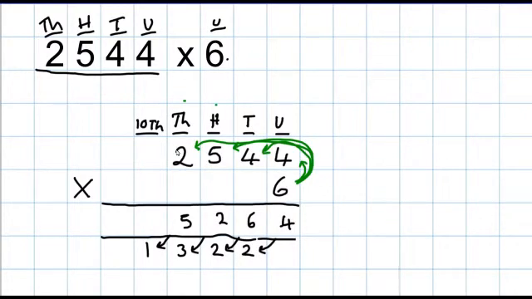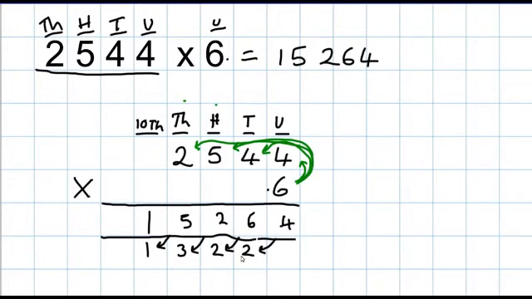Now, I've run out of things to multiply. I've now multiplied the 6 by each part of the top number, so I'm just going to move this one up into its place value, which is in the 10,000s column. Okay, and that gives us our answer, which is 15,264. Now always remember to answer your calculations. I'm just going to put this at the top, like so. And I'm just going to go back and check that.